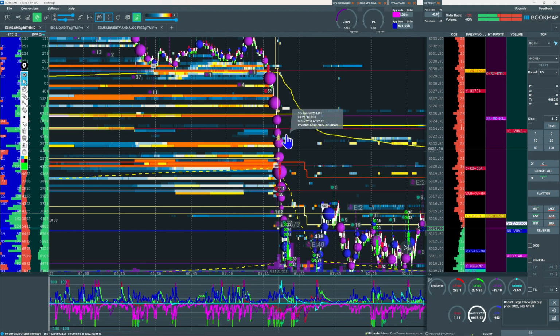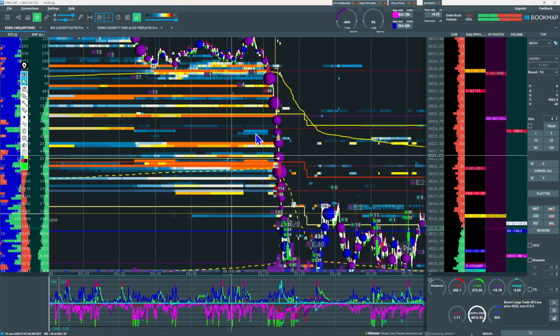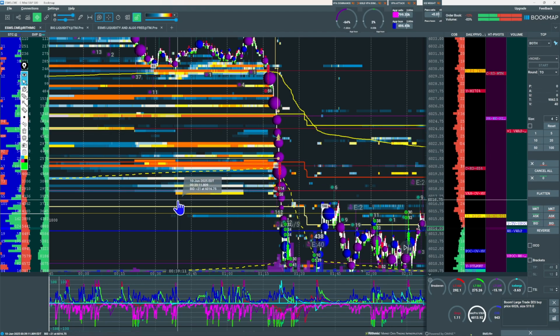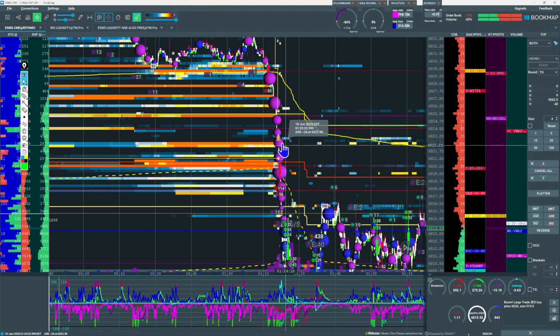But this was an eval account, a 150k Apex eval account. I just needed 9 grand to pass this eval, so this was 9 grand, 62.50. So at this point here, I just decided to take the trade off, because I already passed the eval.